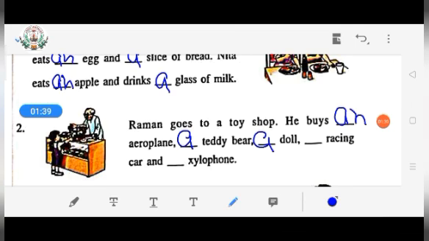The first letter of racing is R. R is a consonant letter. So we will put a racing car and dash xylophone. The first letter of xylophone is X. X is a consonant letter. So we will put a xylophone.